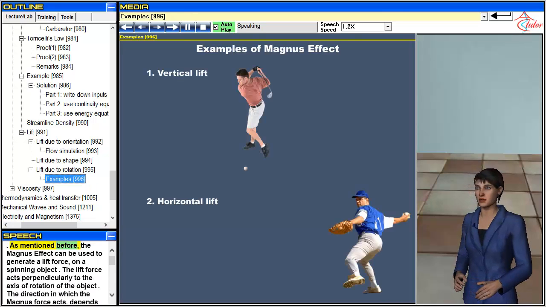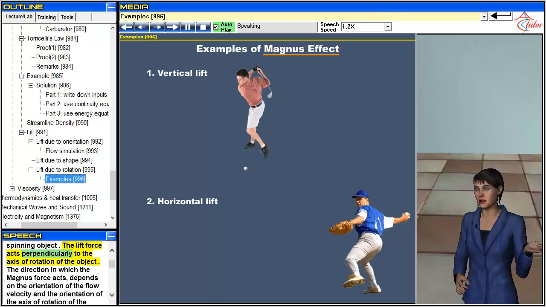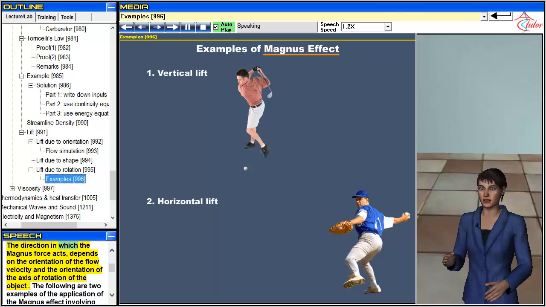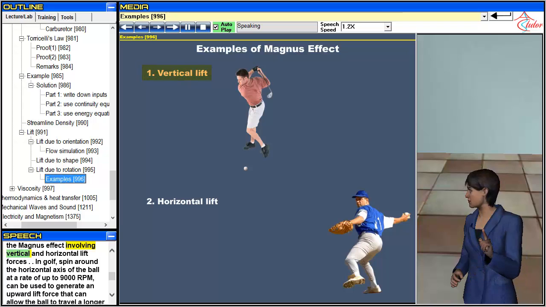As mentioned before, the Magnus effect can be used to generate a lift force on a spinning object. The lift force acts perpendicularly to the axis of rotation of the object. The direction in which the Magnus force acts depends on the orientation of the flow velocity and the orientation of the axis of rotation of the object. The following are two examples of the application of the Magnus effect, involving vertical and horizontal lift forces.